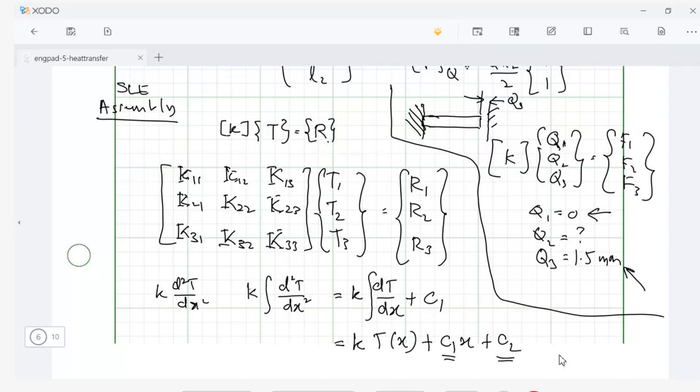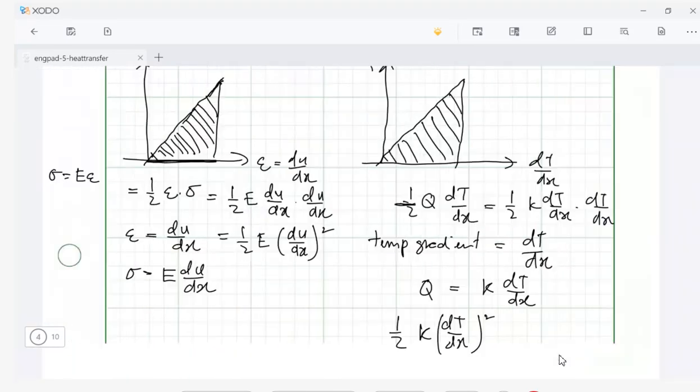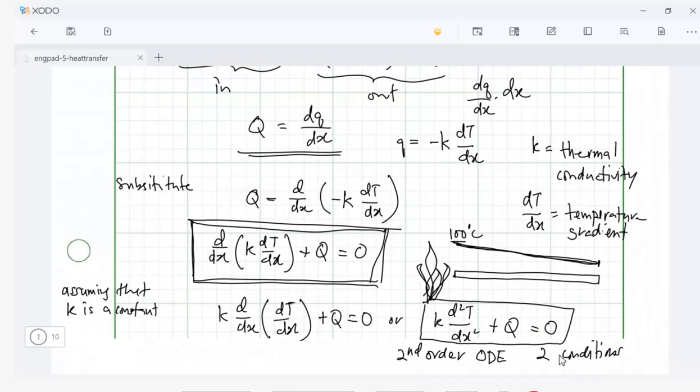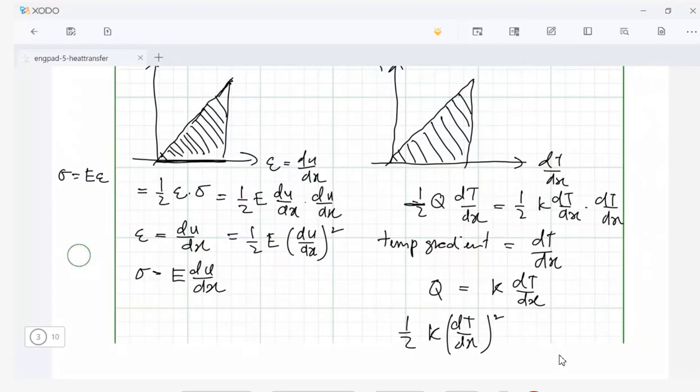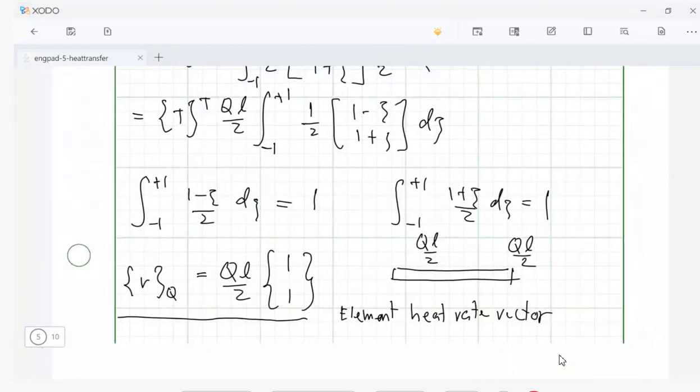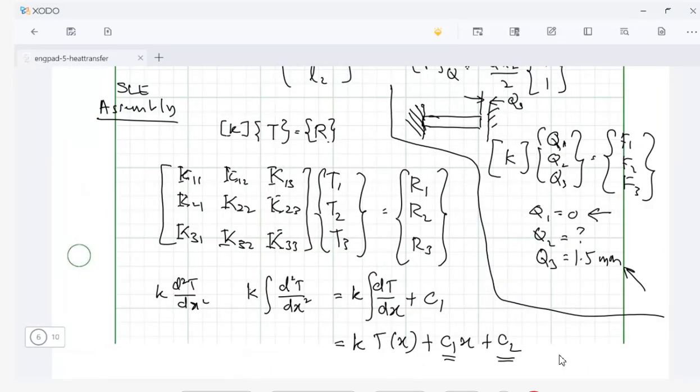And you need to have two conditions. In this case, we need two boundary conditions. All right, so that is why in this case, we know that this is a second order ODE, which requires two conditions to be able to solve for our unknown T here. That's the idea. One condition is not good enough, we need two conditions.